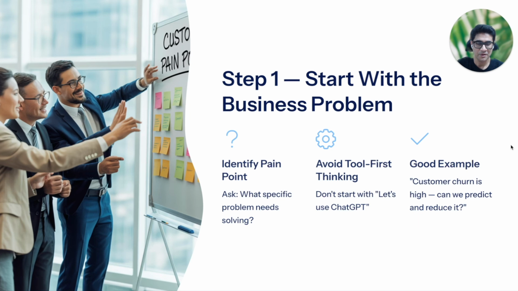We have an LLM, we have ChatGPT, let's make use of it, let's do something and release it out. You don't even know what you're up against, right? A good example that I've called out is, customer churn is high. Can we predict and reduce it? This is a good example, but I would like to go a little bit more to say the customer churn is high. It's currently at so and so. Can we predict when the customer might churn and reduce it by some percentage? That's even much better, right?